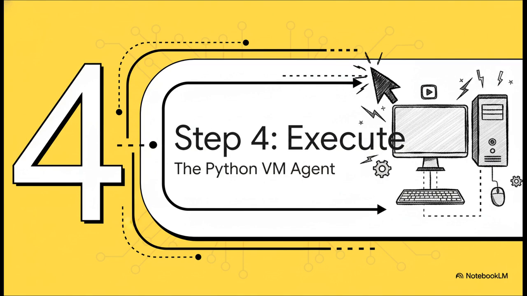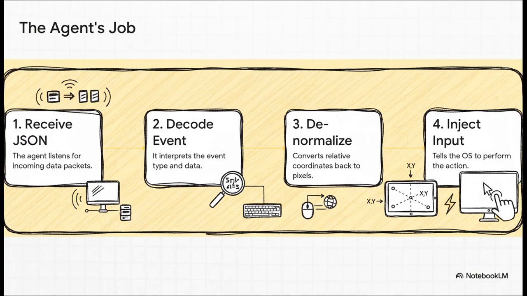Our little postcard has traveled across the internet and it's arrived at the remote computer. Now, something on that computer needs to read the postcard and actually do what it says. That's the job of a small program we call an agent, and in this case, it's written in Python. So, the agent's job is basically to do everything our first app did, but in reverse. It gets that JSON postcard, it reads the instruction, it translates our universal coordinates back into pixels for its specific screen, and then it tells the operating system, hey, perform this action.